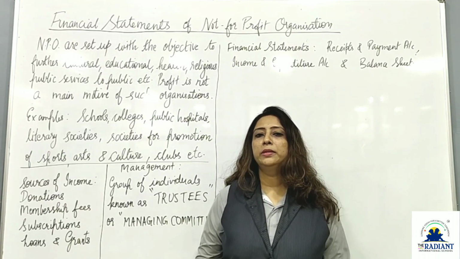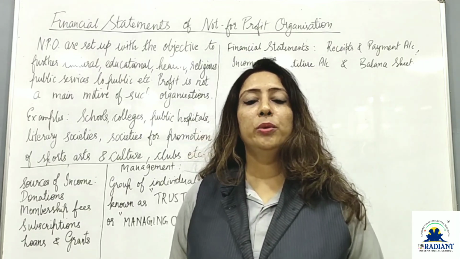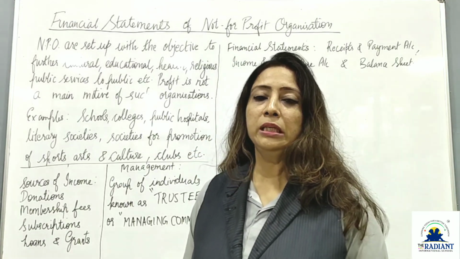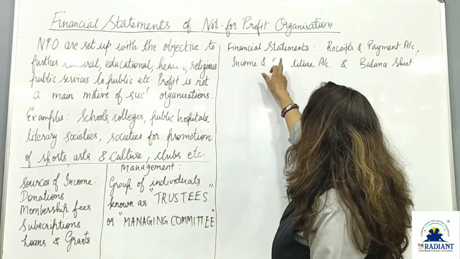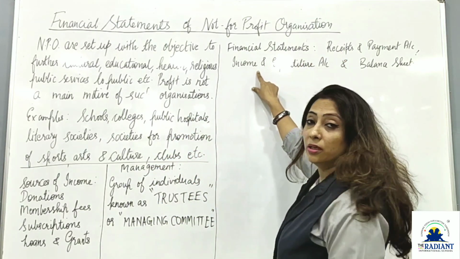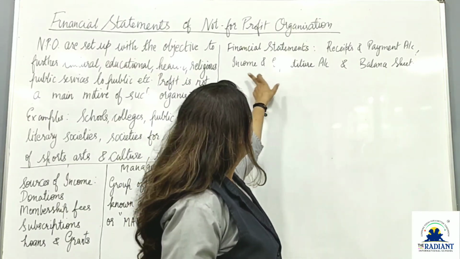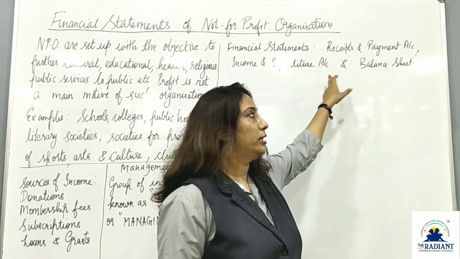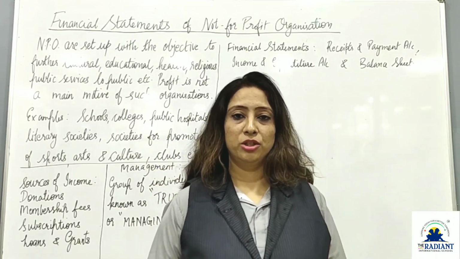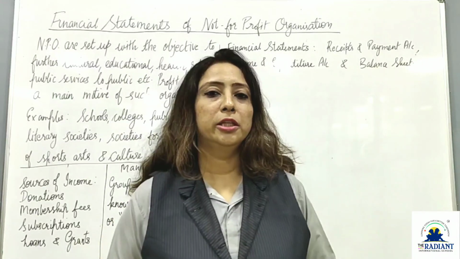The numerical part we are going to study will be a little bit similar to those financial statements, the profit and loss account and balance sheet. The income and expenditure account represents the profit and loss account, and the balance sheet you already know. So before we start the numerical parts, let's go for the theory part.